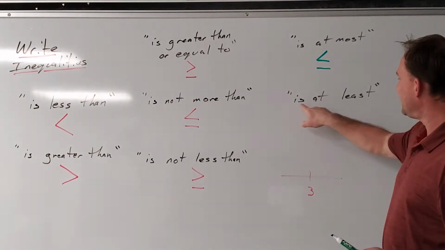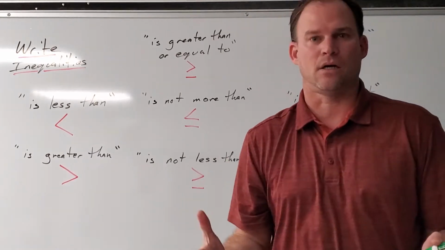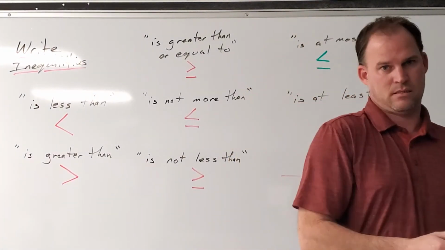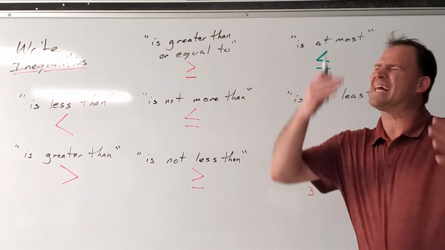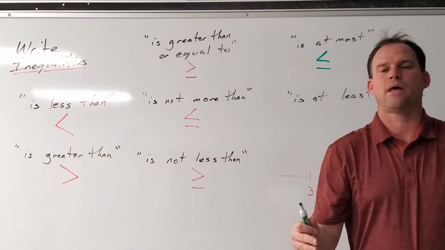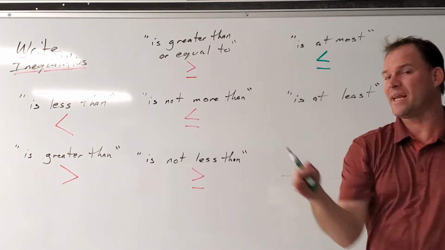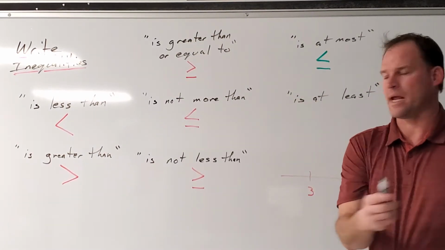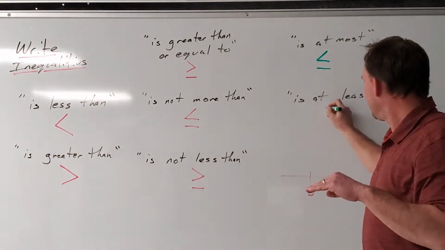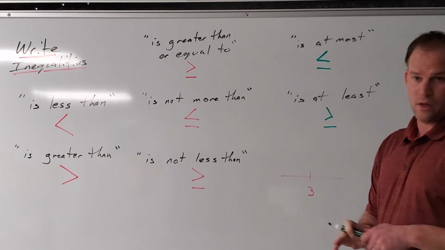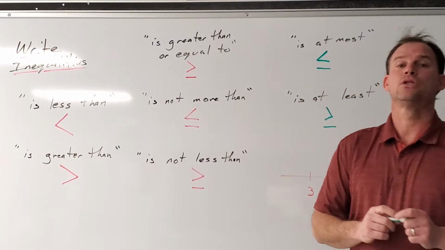All right, is at least. Man, I killed it. I got at least an 80 on that test. At least an 80. What does that mean? I'm setting the bottom. I got at least. I didn't get under that. No way I got under that on that test. I could have gotten more. I could get equal. I didn't get less than that. So when you see the phrase is at least, I'm setting the bottom. It means greater than or equal to. These phrases you need to know.